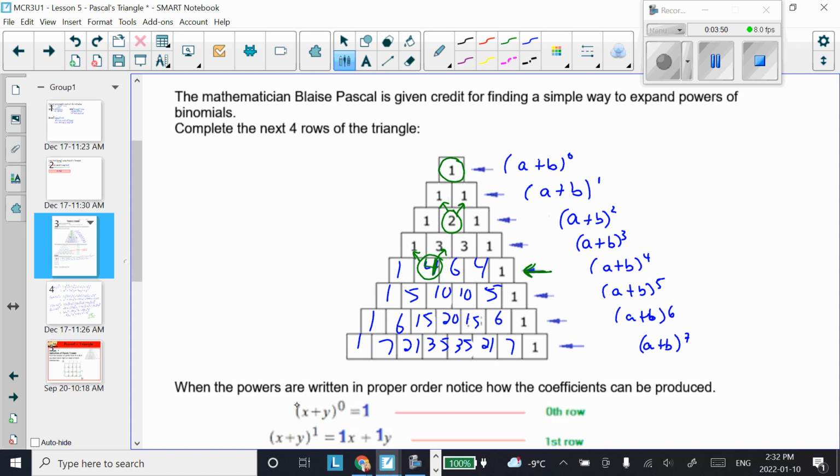So I'm going to write those out in green. Right now, I'm just writing out my 5 terms with just the coefficient. So it's a 1, and I leave some spaces in between for the letters, plus 4, plus 6, plus 4, and plus 1.